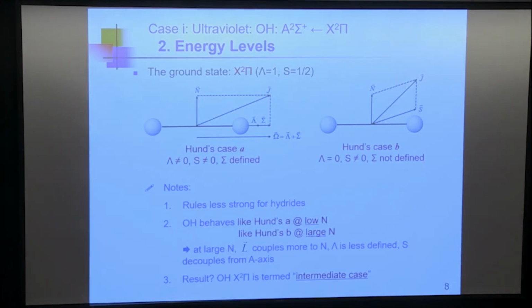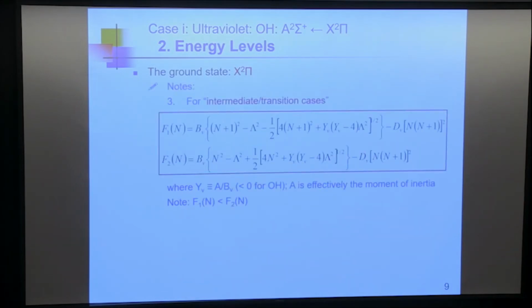I want to warn you that the modeling capabilities for these cases break down most for hydrides. Anytime you have a light atom on the end, H, the rules don't work as well as they do when it's heavier. So it turns out that OH behaves like a Hund's case A at low N and Hund's case B at large N. And so the equations that people use are called the intermediate models. But they're known, they're in the literature. So if you tell me N, I have my expression for F1. Notice here there's a Y, so when Y appears, that's A over B.